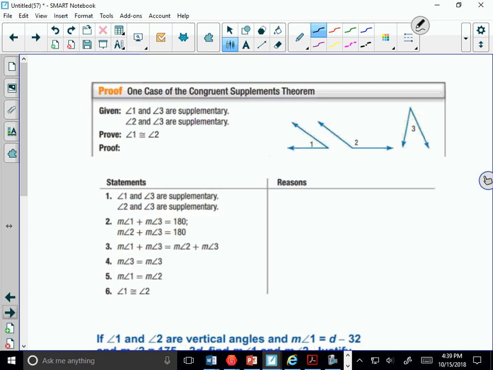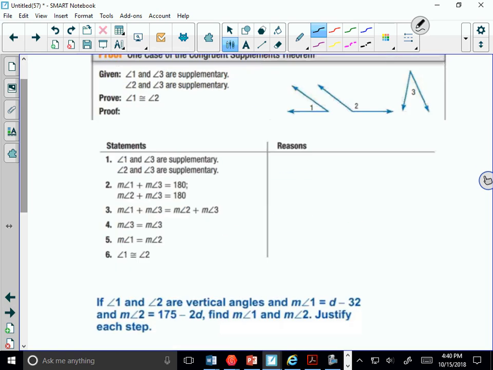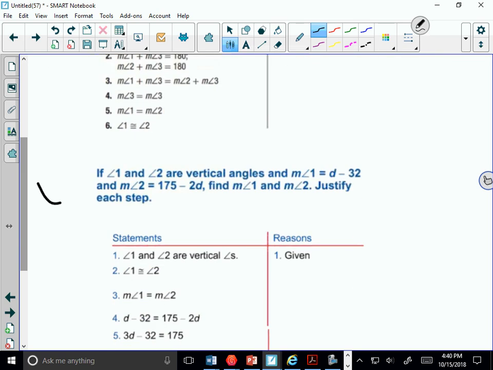So, take a look at these two, and see where you can get. And we'll talk about it.